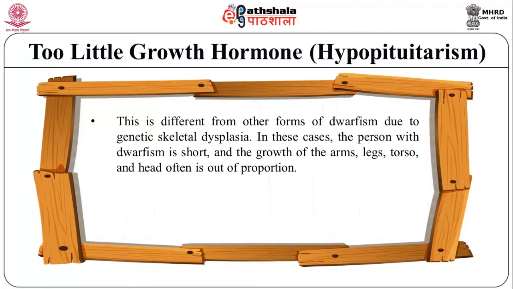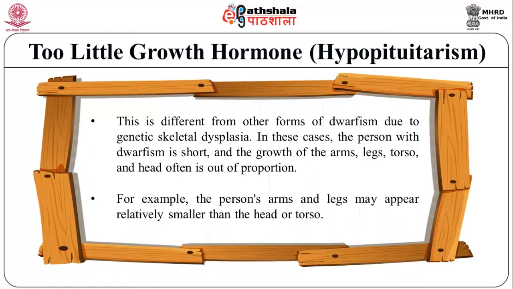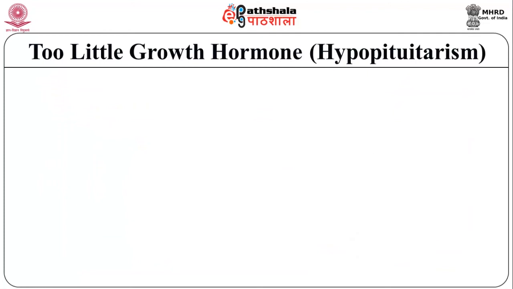In these cases, the person with dwarfism is short and the growth of the arm, leg, torso and head often is out of proportion. For example, the person's arms and legs may appear relatively smaller than the head or the torso. Too much growth hormone, hyperpituitarism.